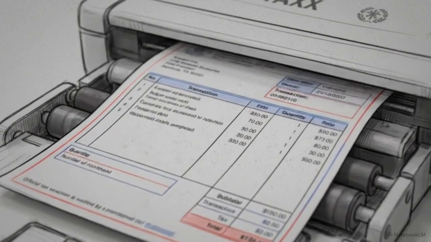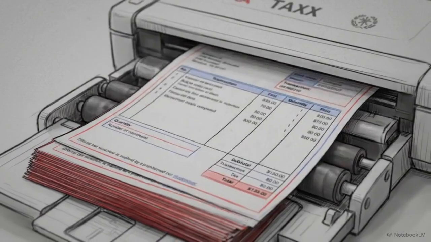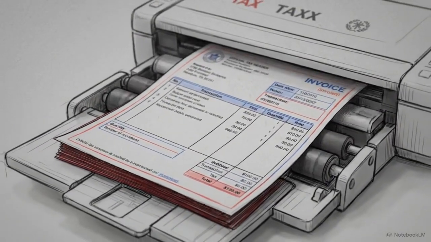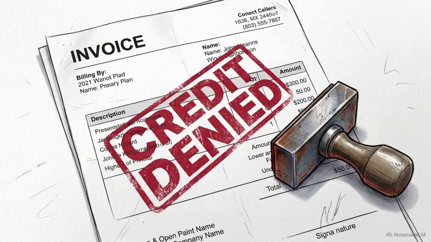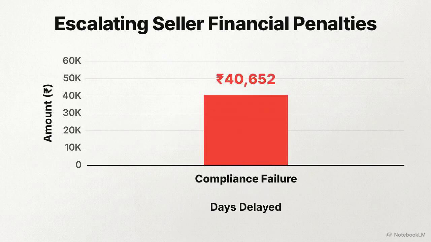In the Indian tax system, a GST invoice is a legal record used by the government to track every stage of a commercial transaction. When an invoice is filed incorrectly, the government denies the buyer their input tax credit, while the seller becomes liable for direct financial penalties.